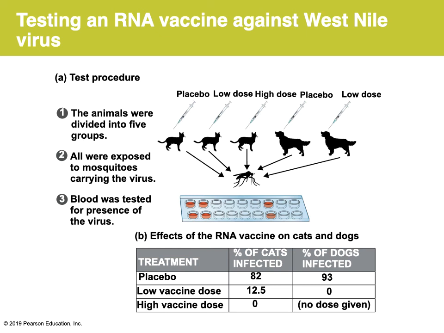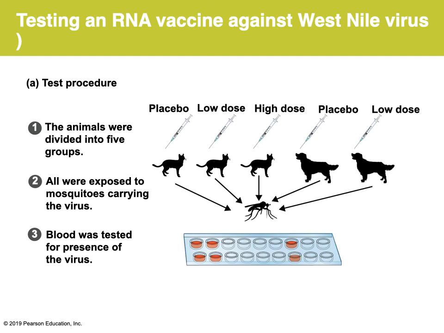The low vaccine dose, a fair number were infected. High vaccine dose, none were infected. But with the dogs, yes, you had a high rate of infection with placebo, but at low vaccine doses, it was very effective. So vaccines operate in different ways in different animals. This is why you do animal testing, but you can't assume that something that works in one type of animal works in another.